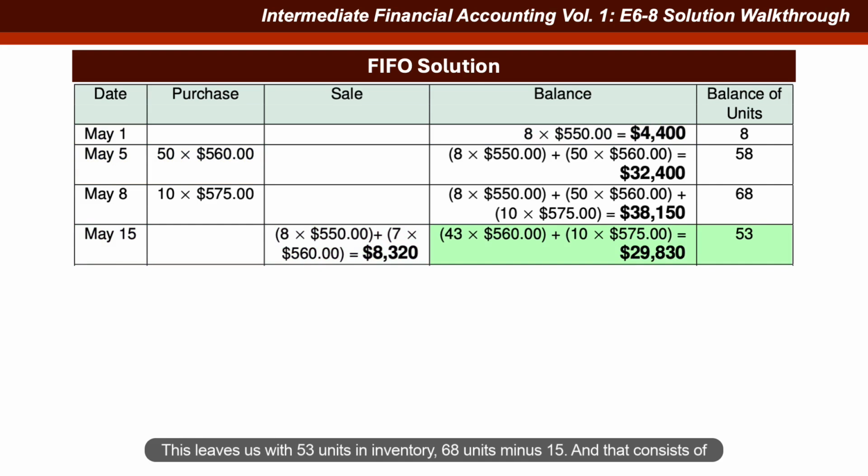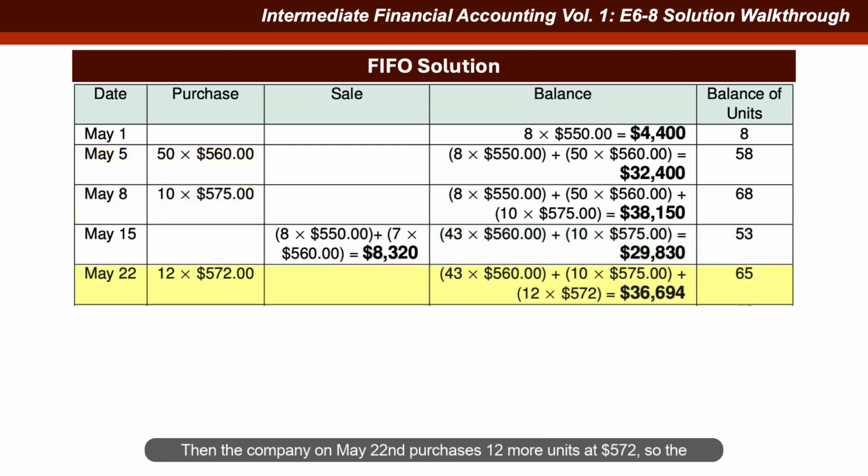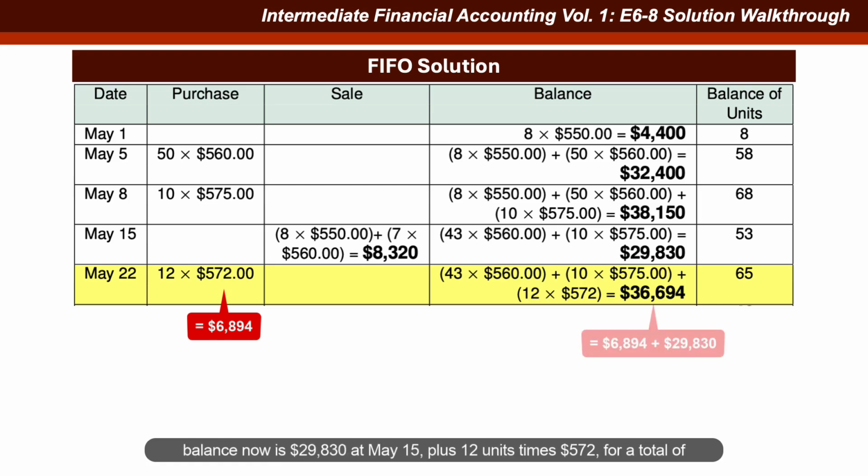This leaves us with 53 units in inventory, 68 units minus 15, and that consists of the remaining 43 units from the batch of inventory that was purchased on May 5th at $560, plus all 10 units from the batch that was purchased on May 8th at $575. So that's a total inventory value of $29,830. Then the company on May 22nd purchases 12 more units at $572. So the balance now is at $29,830 at May 15th, plus 12 units times $572 for a total of $36,694, leaving us with a total of 65 units.